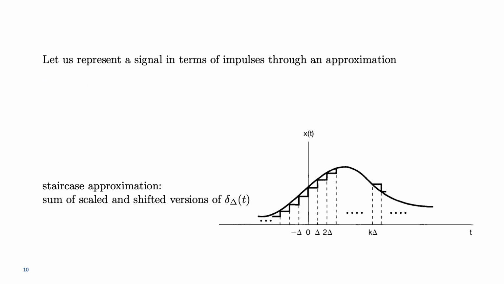In order to study linear and time invariant systems, let's start by representing a signal, x of t, in terms of impulses through an approximation. So look at the figure. Our signal is represented by a solid line, okay, and we are making what looks like a staircase approximation. So we are approximating our signal with a sum of scaled and shifted versions of delta delta of t, which, if you recall from the previous class, is an impulse that has duration delta and amplitude 1 over delta.